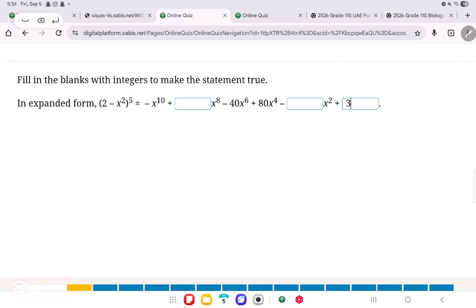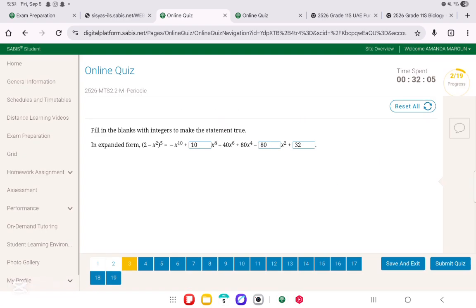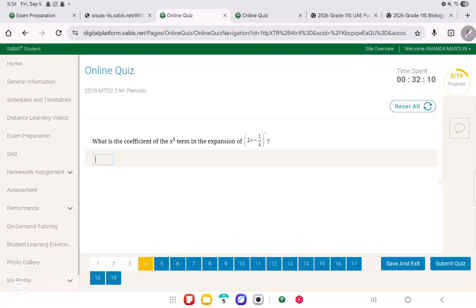So let's do it backwards. 32 minus 80x squared plus 80x to the power of 4 minus 40x to the power of 6 plus 10x to the power of 8. And yeah, that's pretty much our answer. Now let's move on to question number 4.